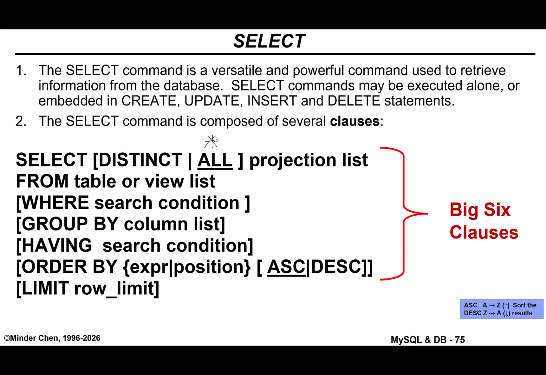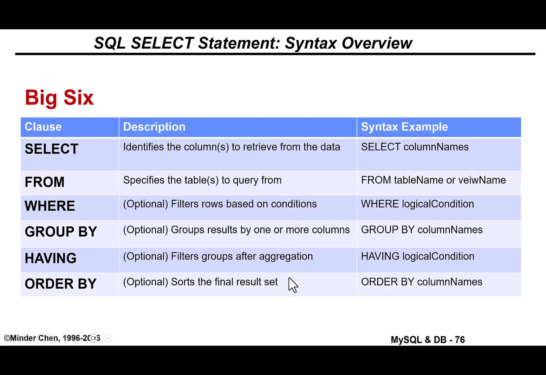Sometimes you may have too many rows. You just want to see the first few to see what it looks like, and then you can use LIMIT to make the retrieval a little more efficient. Okay, here the ascending, alphabetically from A to Z, descending from Z to A. And this table kind of reiterates what we just went over: SELECT, FROM, WHERE, ORDER BY.